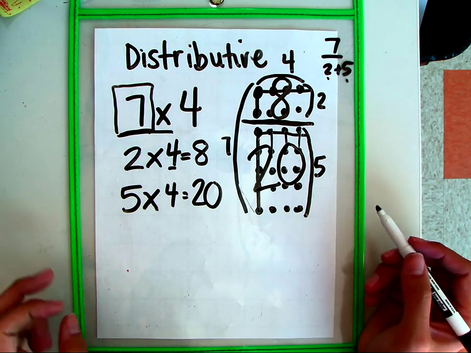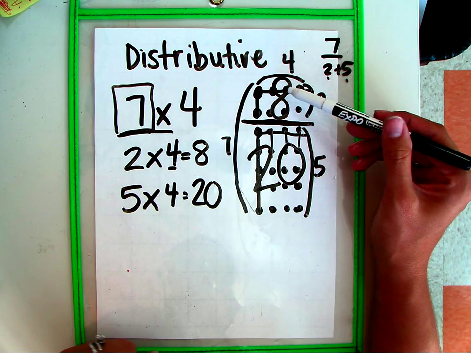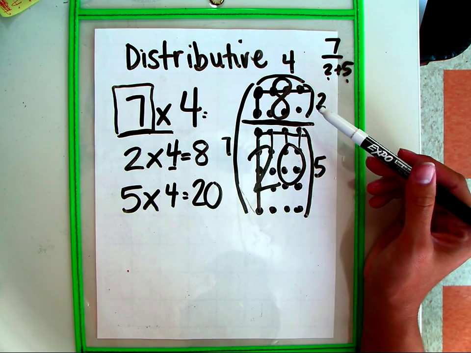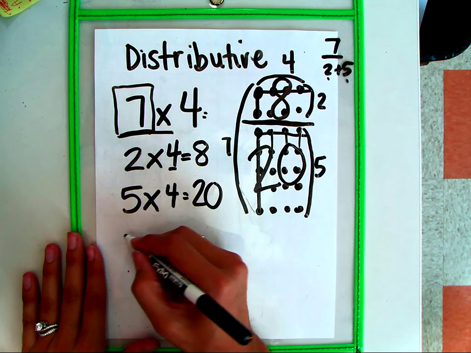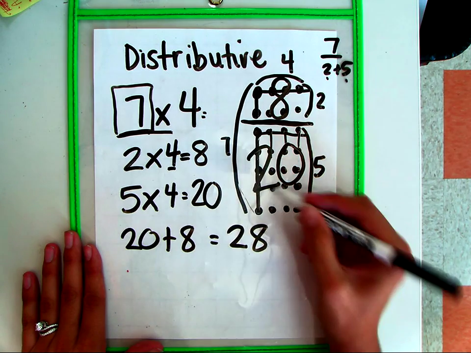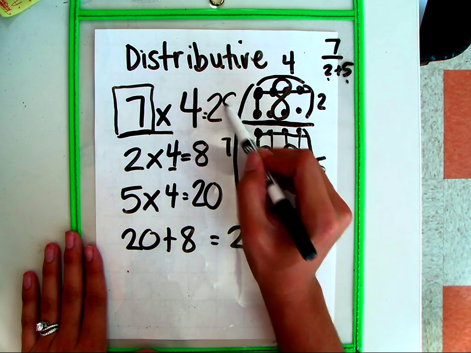I have 2 parts, and I need to add them together to find my total product or the total in my array. So 20 plus 8 is equal to 28. So all together, 7 times 4 makes 28.